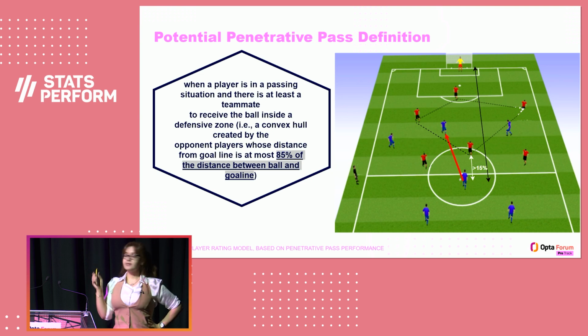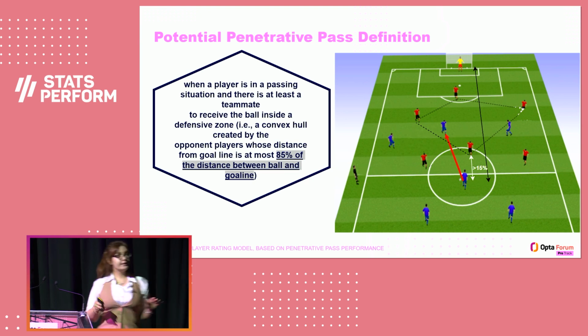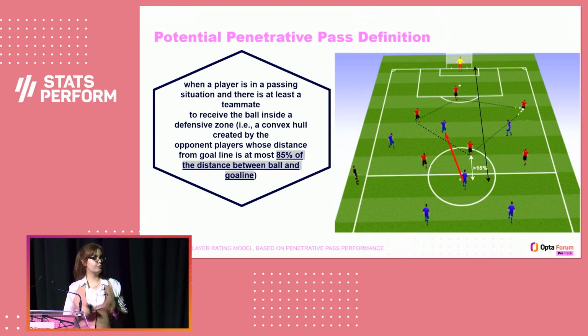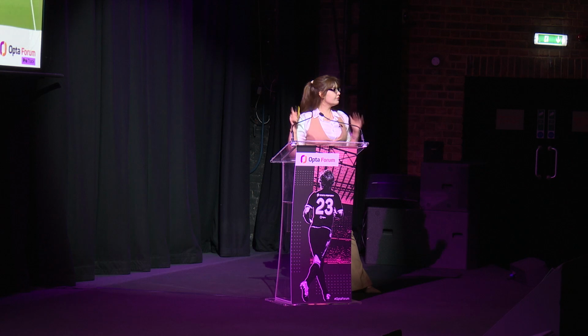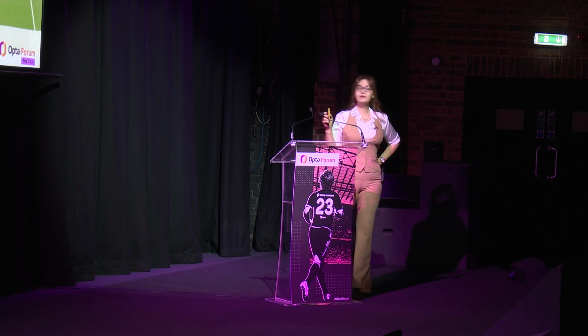After creating this convex hull, which can be created automatically by Python libraries, we mark all the tracking data as potential penetrative pass situations. A potential penetrative pass situation is one where there is at least one teammate, the blue player, inside the convex hull. If there is at least one teammate inside the convex hull, we mark this situation as a penetrative pass situation, and we filter the data only for these situations.